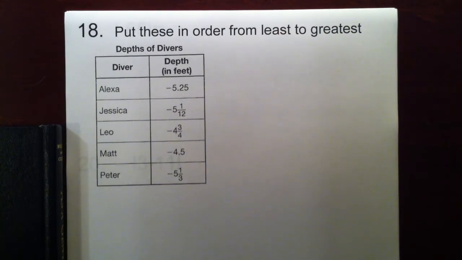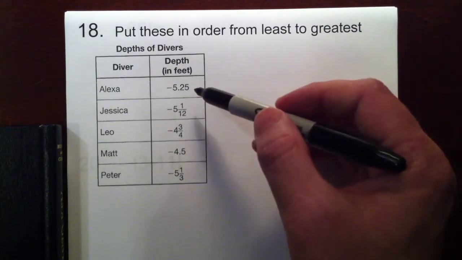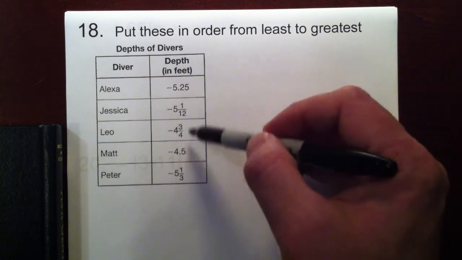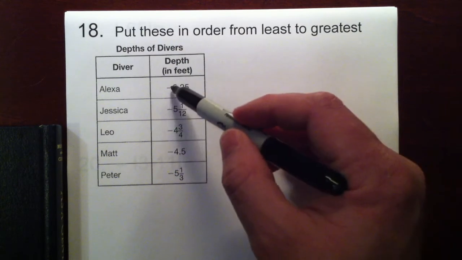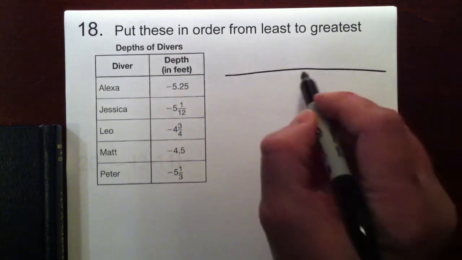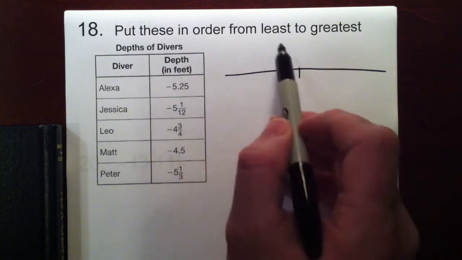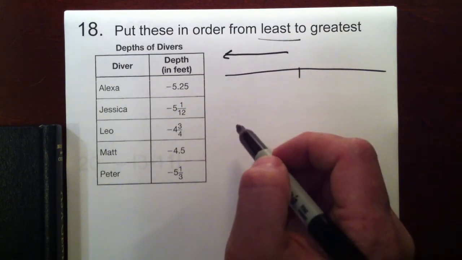Put these in order from least to greatest. Well, again, in order for us to analyze, it'd be easier for us to go ahead and convert all of these into decimal form. And remember, we're dealing with negative numbers. So, even though the numbers look larger, the least are going to be the furthest to the left on the number line.